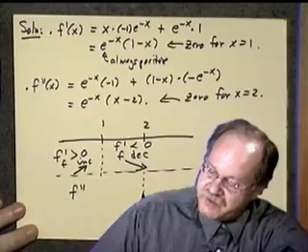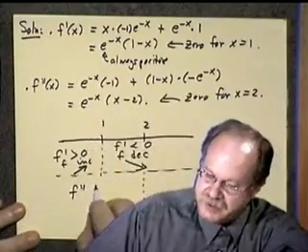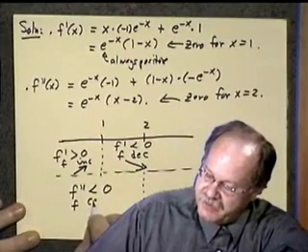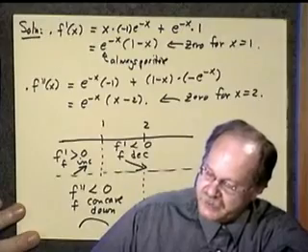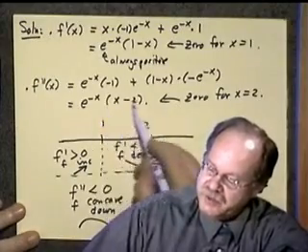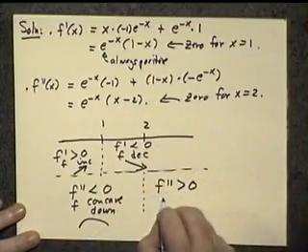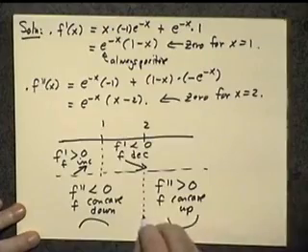So let's see, to the left of 2, I can pick an easy number like 0. Put it in here, this becomes negative. So that tells me that f is concave down and looks something like that. And then over to the right, if I'm above 2, go to a million. This is positive. Then f is concave up, which looks something like this.